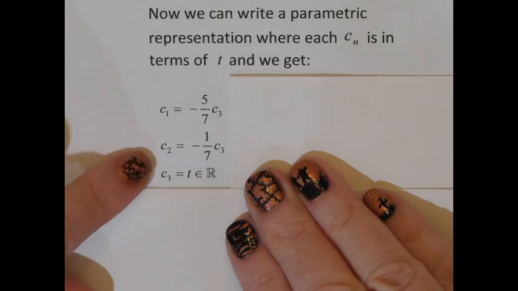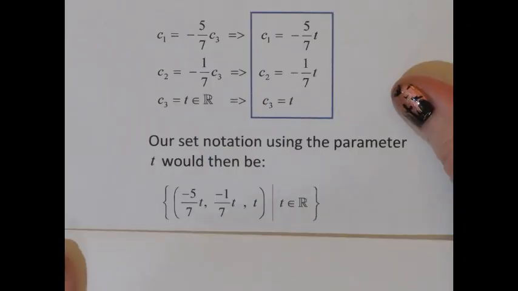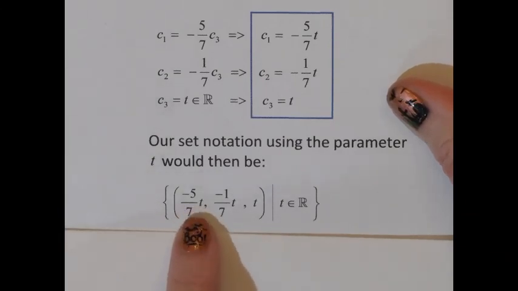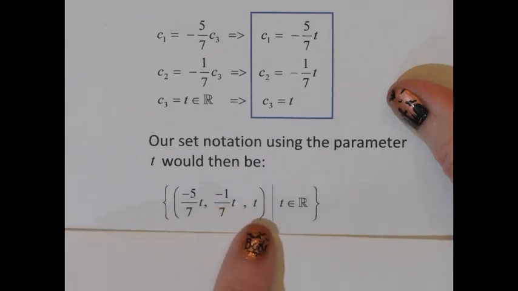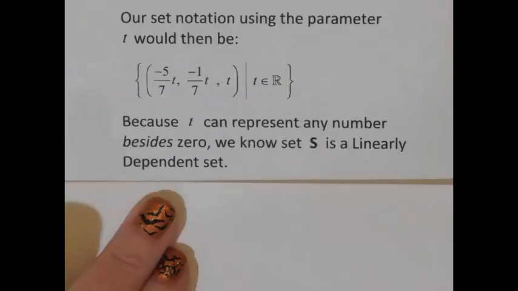Replacing c1 and c2 with t, we end up getting c sub 1 is equal to negative 5 over 7 t, c sub 2 is negative 1 over 7 t, and c sub 3 is t. Our set notation using the parameter t would then be, we have the set and we have the point, negative 5 over 7 t, negative 1 over 7 t, and t, such that t belongs to the set of real numbers. So this is our set notation. Because t can represent any number besides 0, we know that set S is a linearly dependent set.